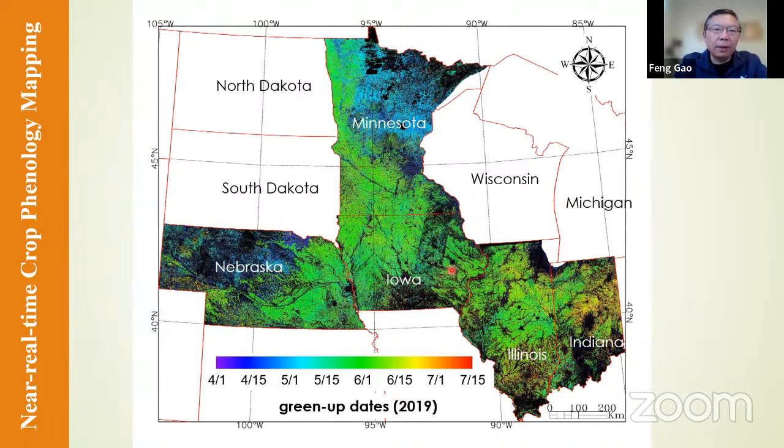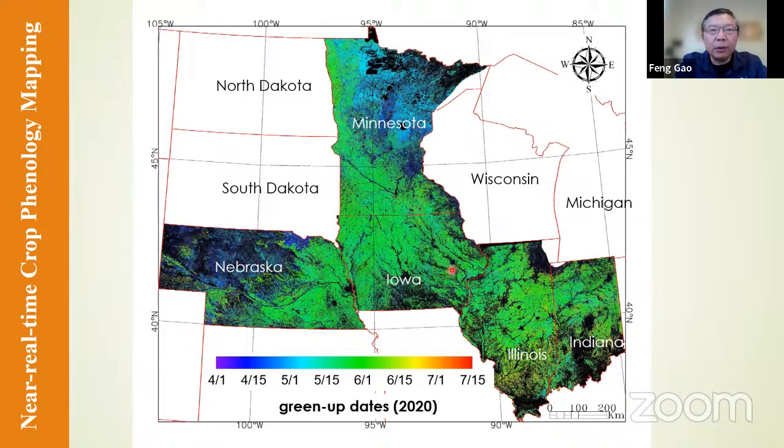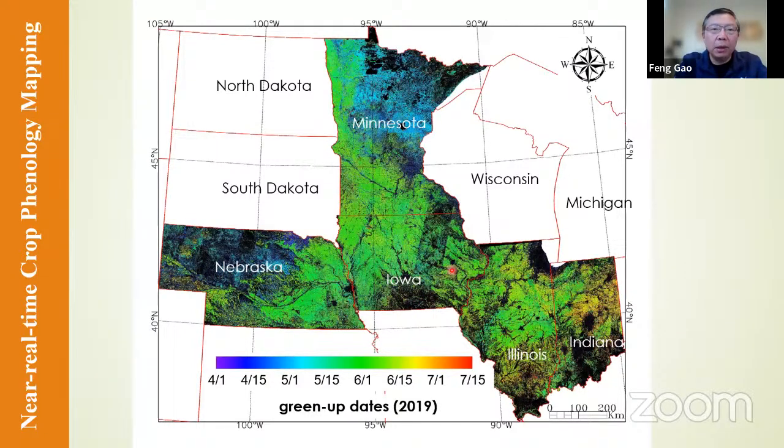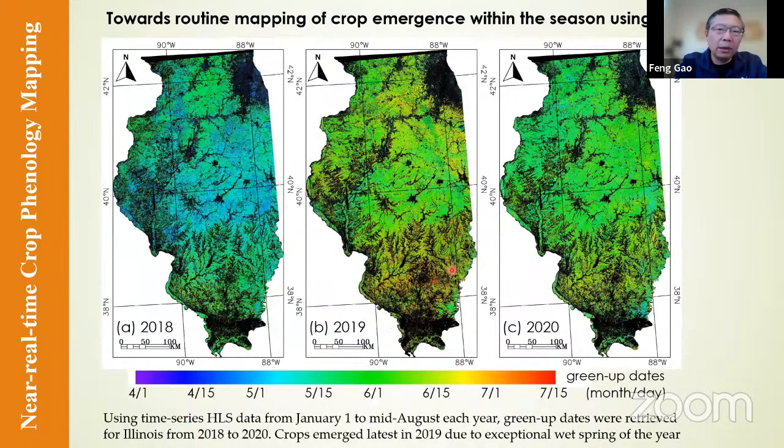And this is the emergence from 2019 for the same area, and we ran through 2020. As you can see, from year to year there is some inter-annual variation here. And if I put them together, take Illinois for example, Illinois actually has the highest degree of inter-annual variability in crop emergence. This agrees with the reported emergence state.